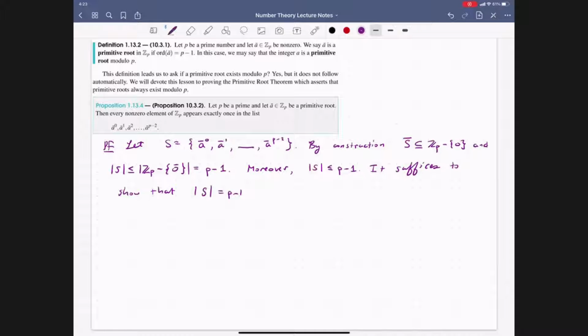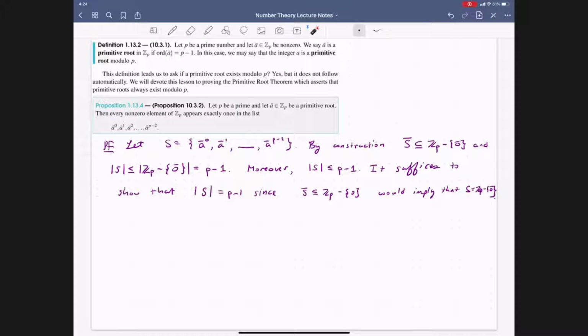And so since S bar being contained in here would imply that S is equal to the integers modulo p minus the congruence class for 0. And so that's what we are going to do. We are going to prove that there are exactly p minus 1 elements.